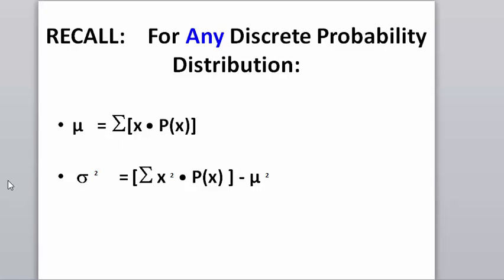And then the variance is this sigma squared, lowercase sigma squared. The variance, and we're going to use the shortcut formula, we're going to sum up over all x squared times the probability of x, and then take that sum and subtract the square of your mean. That's our variance.